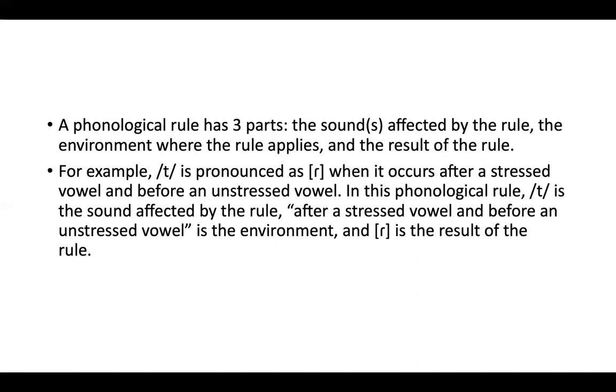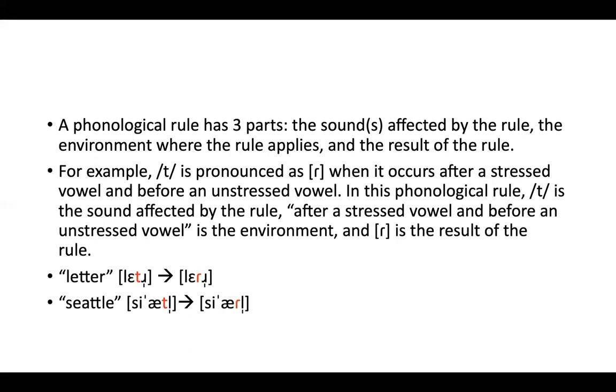For example, in English, the voiceless alveolar stop is pronounced as the flap sound when it occurs after a stressed vowel and before an unstressed vowel. In this phonological rule, t is the sound affected by the rule, and after a stressed vowel and before an unstressed vowel is the environment, and the flapping is the result of the rule. And so instead of pronouncing the word as letter with a t, we pronounce it with a flap. And instead of pronouncing it as Seattle with a t, we pronounce it with a flap.